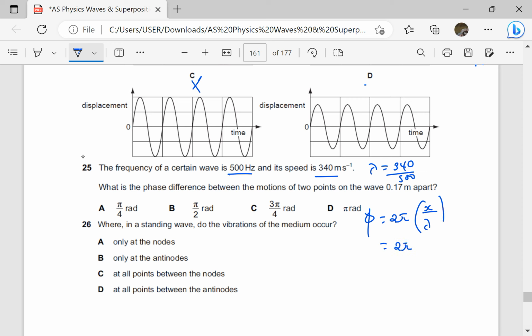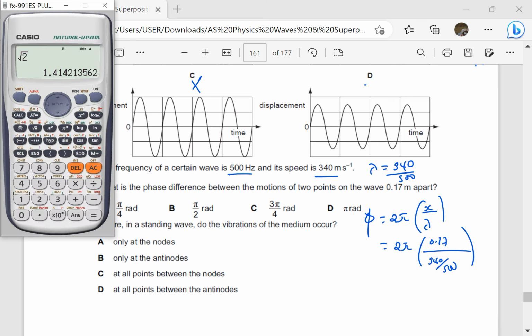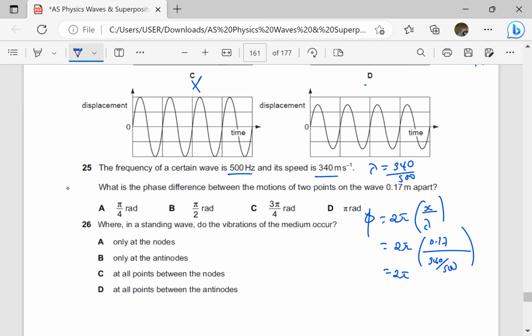So this is 2 pi in radians, and x is going to be 0.17, divided by wavelength, which is 340 over 500. So I would say 340 divided by 500. Then I'll say 0.17 divided by the answer. Then I'll multiply, this is a quarter times 2 pi. So this is 2 pi times 1 over 4, which is going to be pi over 2. Pi over 2 radians, so this is in radians. So the answer is going to be B.